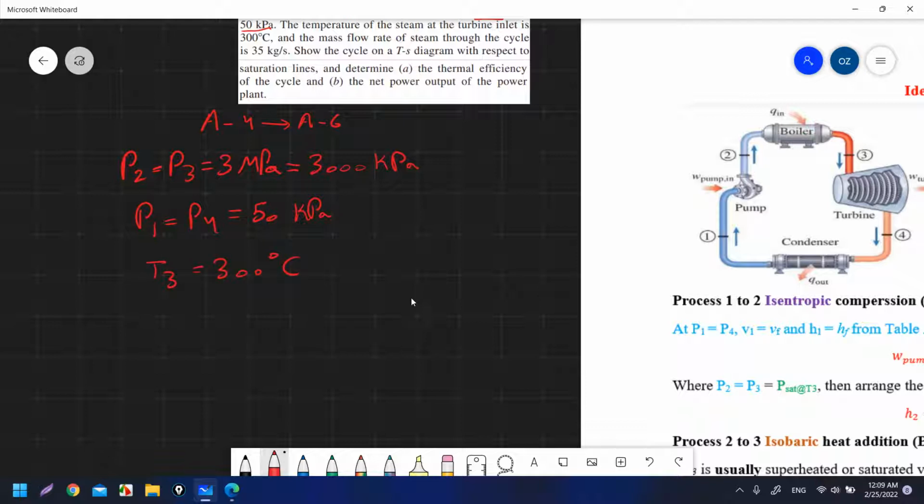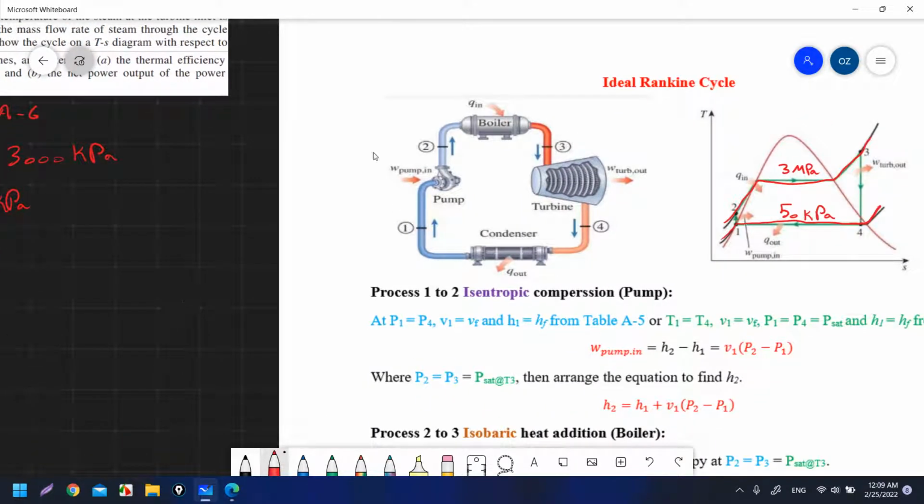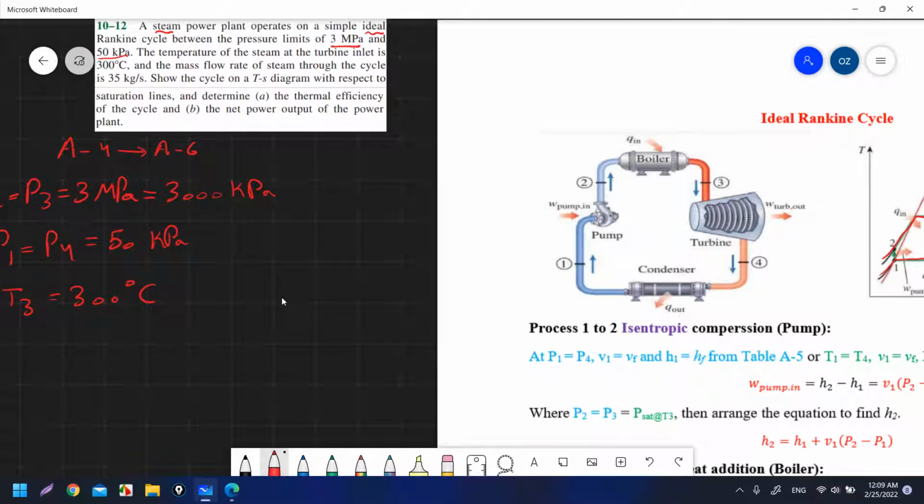The mass flow rate, so m dot of steam through the whole cycle. It is a closed cycle. Okay, there is nothing in or out of the cycle. It is a closed cycle. It starts from 1 and goes back again to 1. So the mass flow rate is m dot equal to 35 kilogram per second. Show the cycle on the TS diagram with respect to saturation lines.